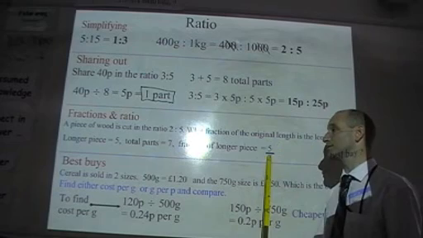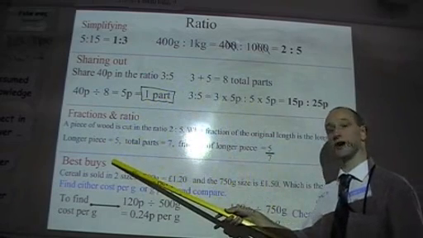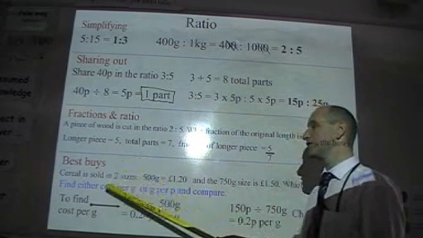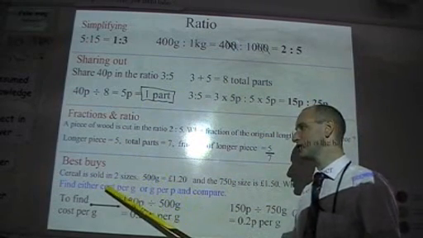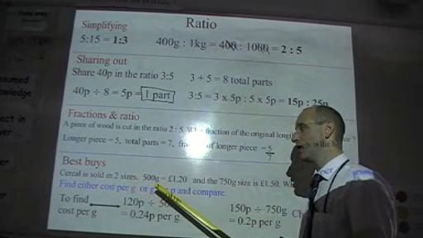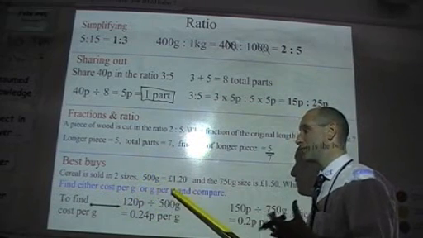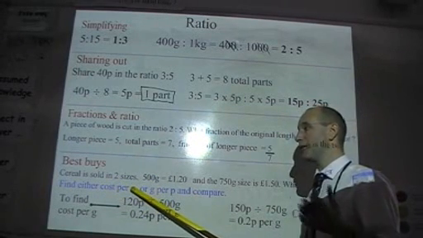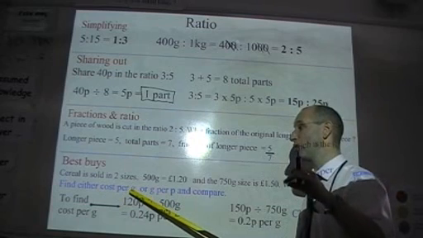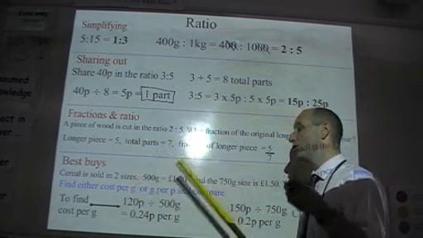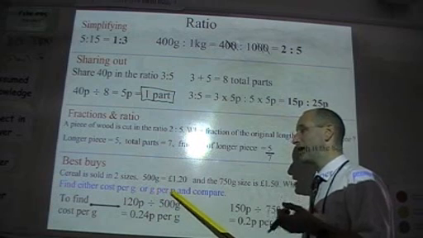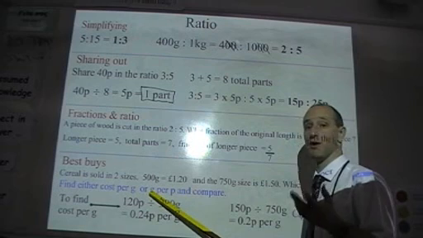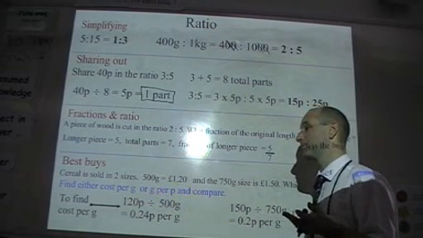5 over 7. Best buys are another type of question you may well encounter in the exam. Now the key here is to find either the cost per weight or the weight you would get per cost. So you're either finding, say, the cost of 1 gram, and then whichever one has the least cost for 1 gram is the best buy, or you're finding how many grams per penny you would get, or per pound, and whichever one gives you the more grams per penny or per pound is the best buy.